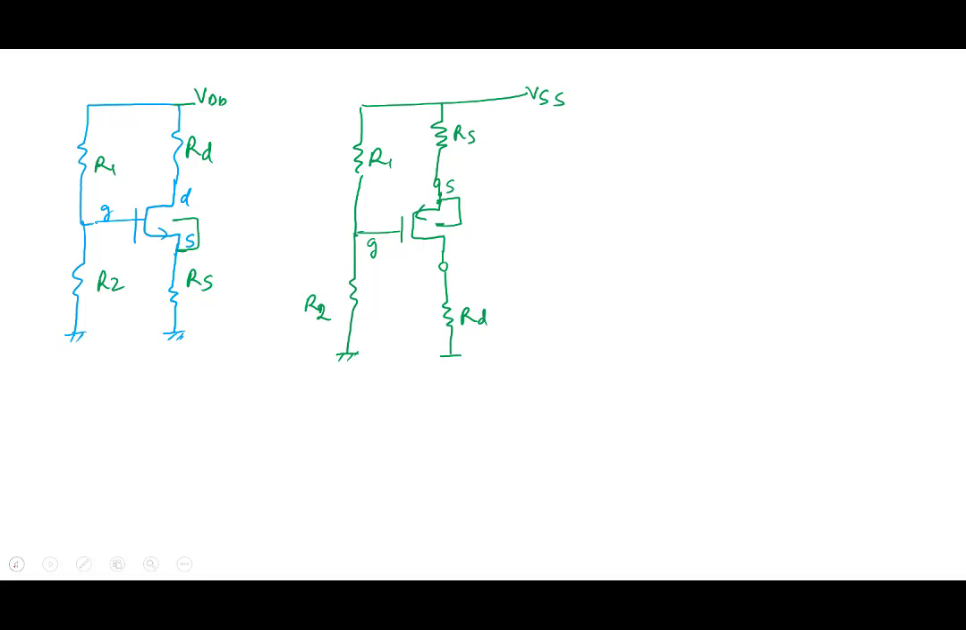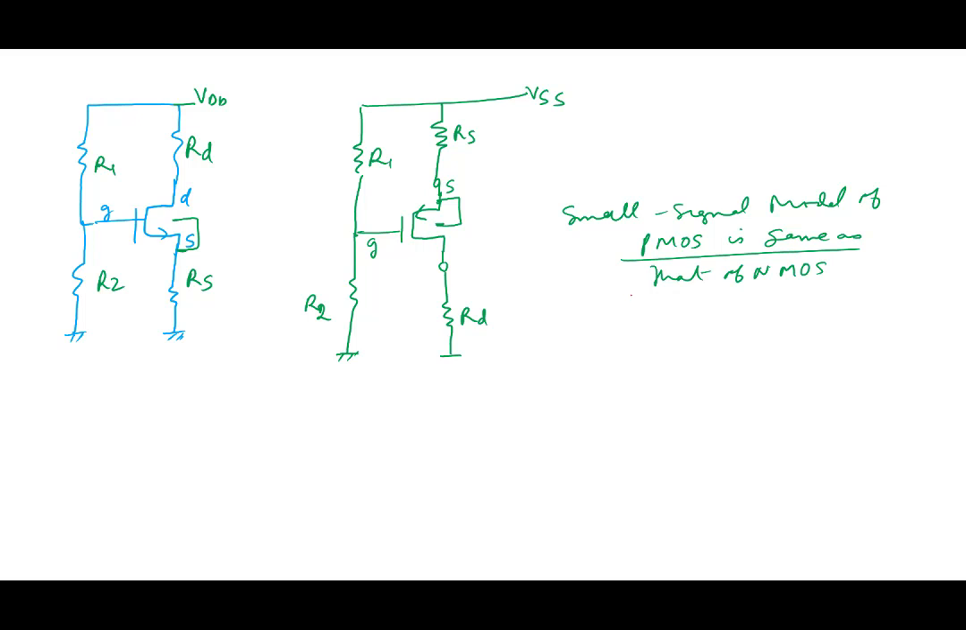And the small signal model is exactly the same. We also have the small signal model of PMOS, which is the same as that. So there is a change in DC, but the small signal model is exactly the same. Same gate, same source, same drain, same direction of the current source, everything same. R0 here.